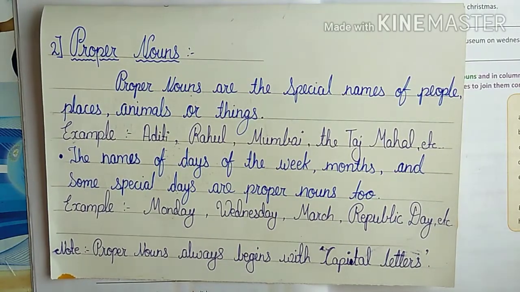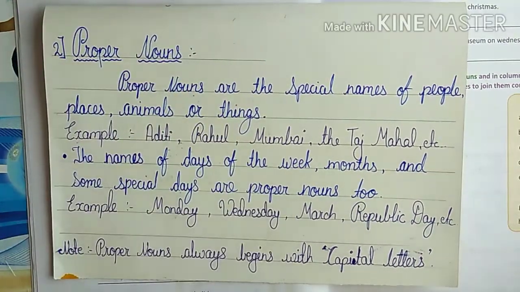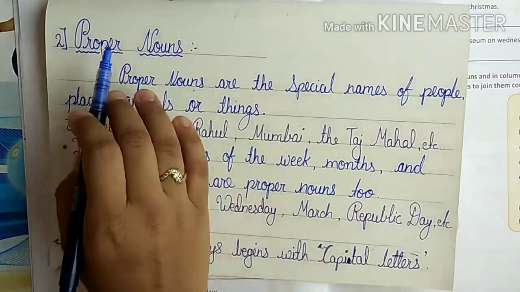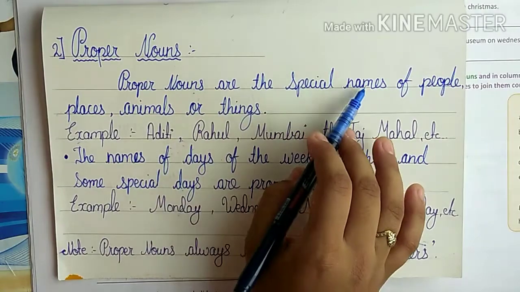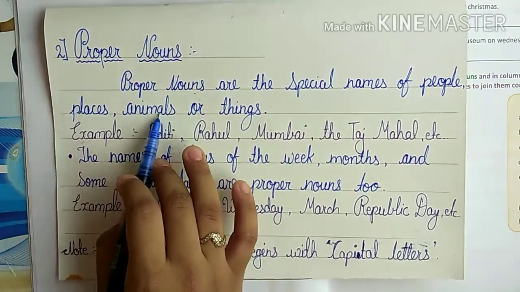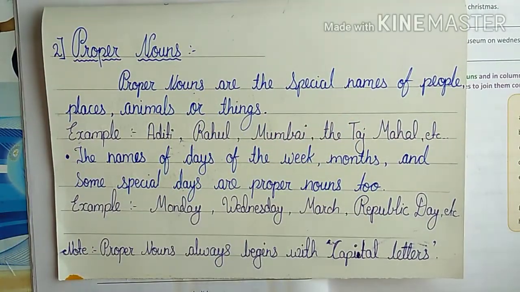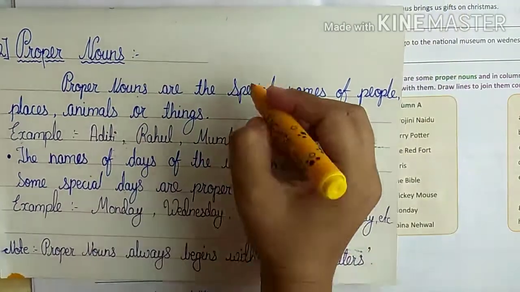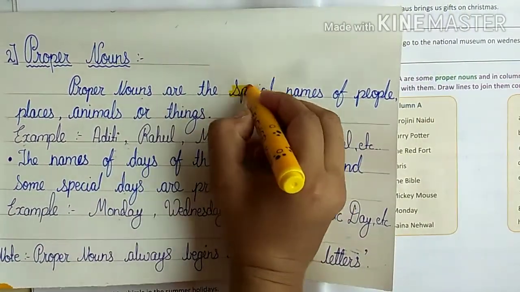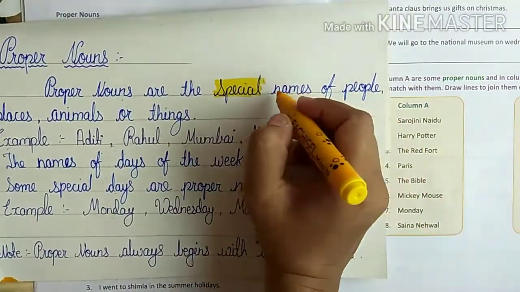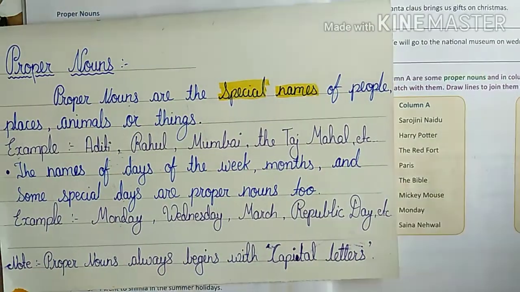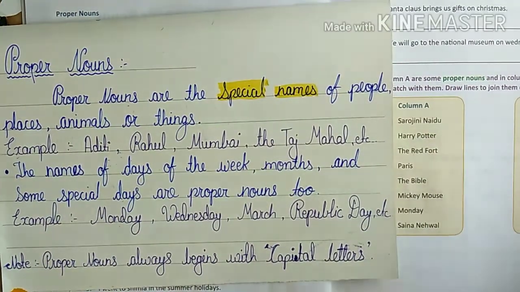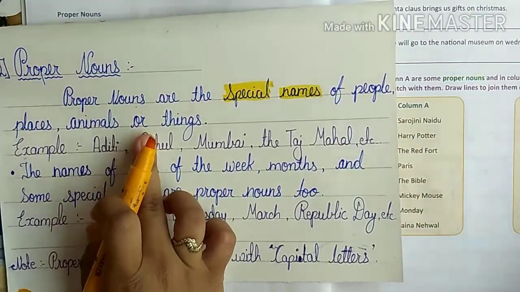The second type of noun is proper noun. Which is the second type of noun? Proper noun. Proper nouns are the special names of people, place, animal or thing. Proper noun kya hai? Proper noun is a special name. Name to hai, but special name hai wo. Special name of any people, place, animal or thing.